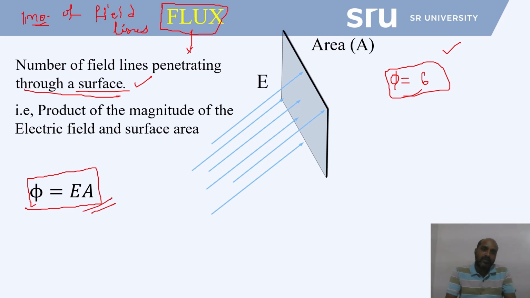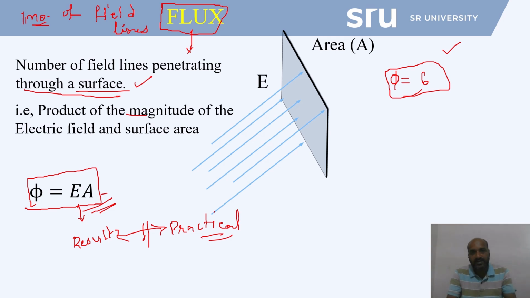But this is not the standard way to define the flux. Then what will be the standard way? Here something is missing. If you apply this equation theoretically, the result we obtain does not exactly match the practical result. If we measure the flux with any device practically, that result and this equation result are not matching. So something is missing. Later on, it was standardized.